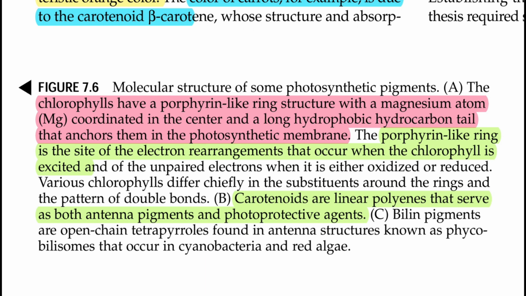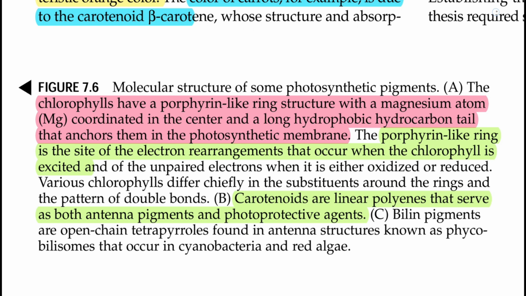So, molecular structure of some photosynthetic pigments. A: the chlorophyll has a porphyrin ring-like structure with a magnesium atom coordinated in the center and a long hydrophobic hydrocarbon tail that anchors it in the photosynthetic membrane. The porphyrin-like ring is the site of the electron rearrangement that occurs when the chlorophyll is excited, and of the unpaired electrons when it is either oxidized or reduced. Various chlorophylls differ chiefly in the substituents around the ring and the pattern of double bonds.